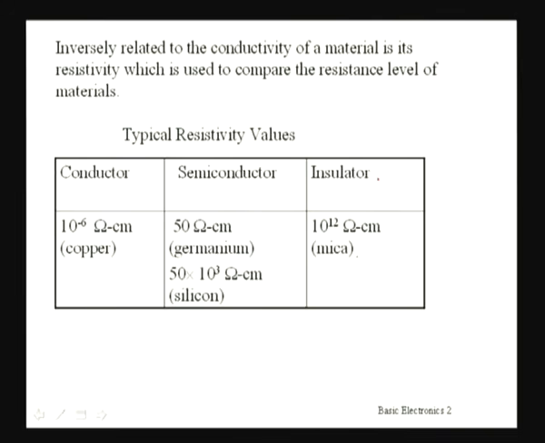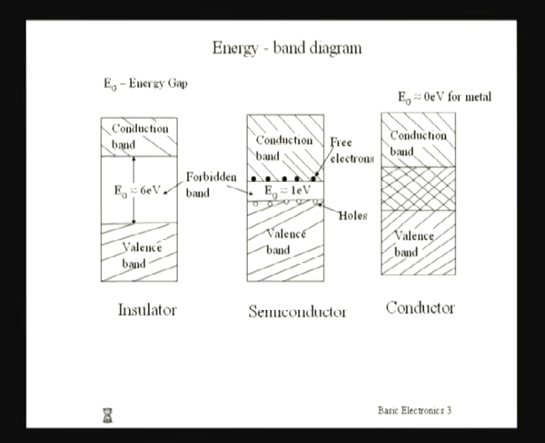For example, if we consider germanium, it has a resistivity value of 50 ohm centimeter, and silicon has a resistivity value of 50 into 10 to the power 3 ohm centimeter. So you can see that a semiconductor has resistivity in between a conductor and an insulator.